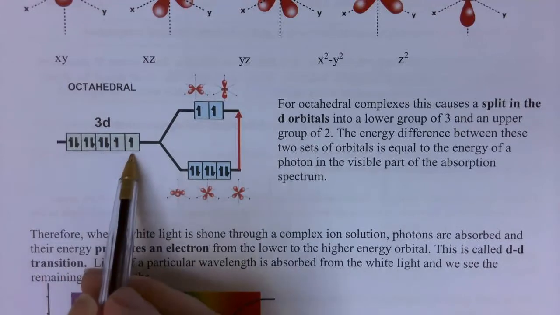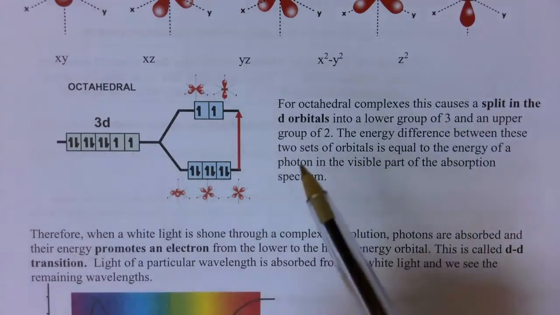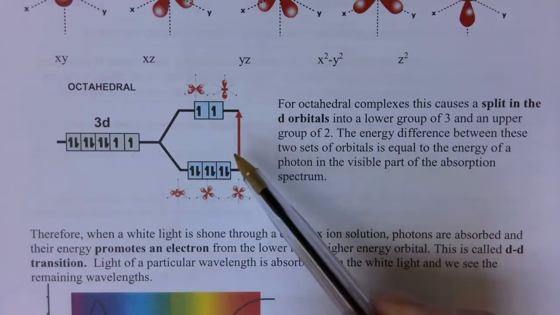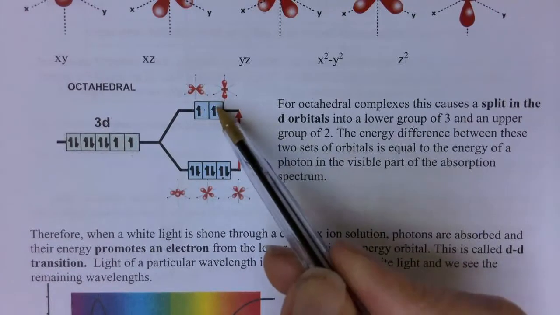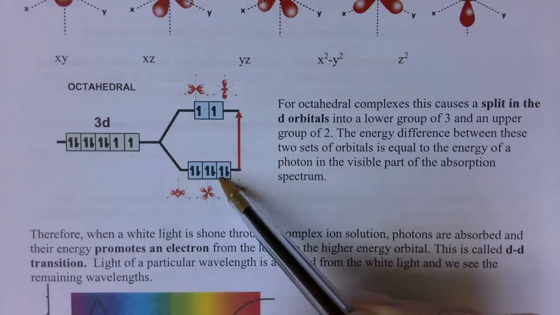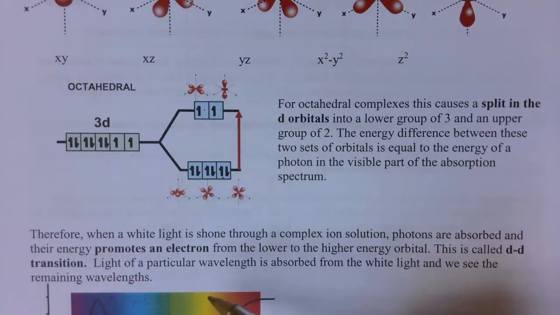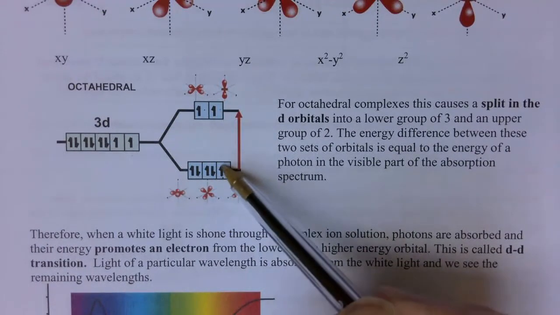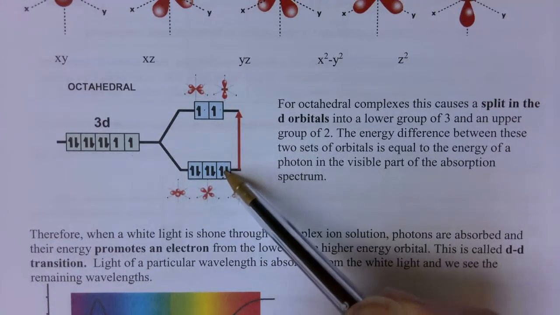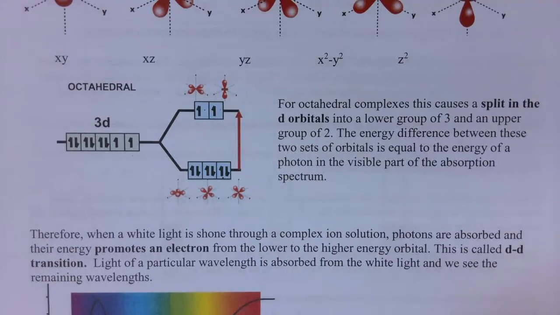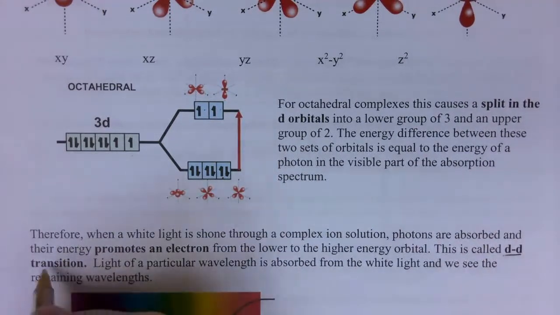So there are my d orbitals, all the same energy level. As the ligands bond in, they cause this splitting of the d orbitals. Sometimes it will split 3-2 and other times it will split 2-3 as it does in this case. Light of a particular frequency will be able to promote an electron from the lower energy to the higher energy. As we said, we call this a d to d transition, and that's a very important phrase.